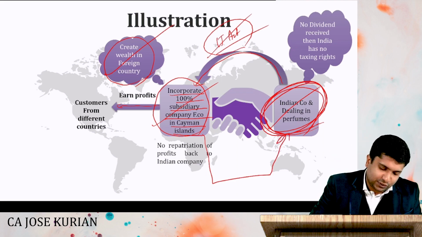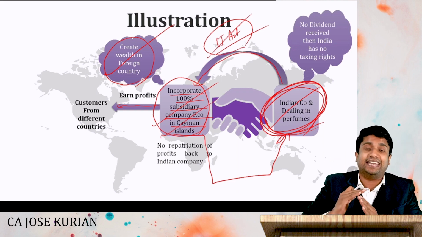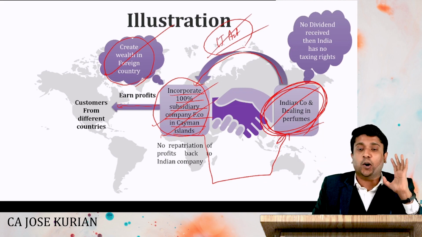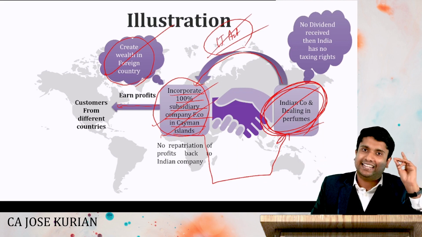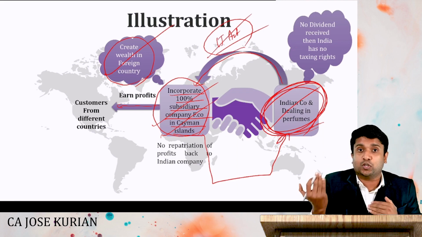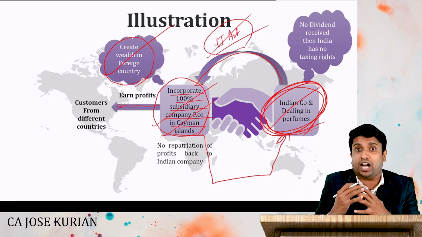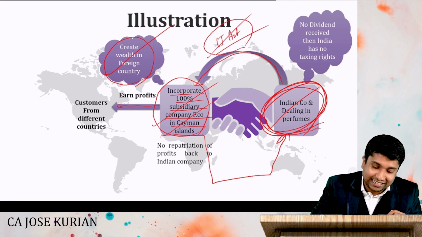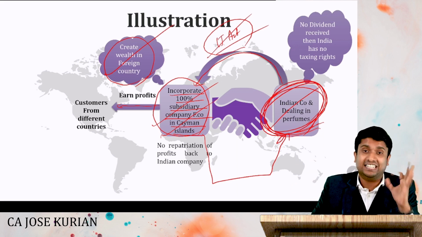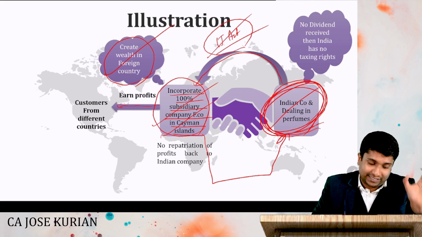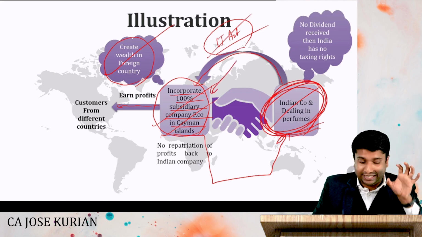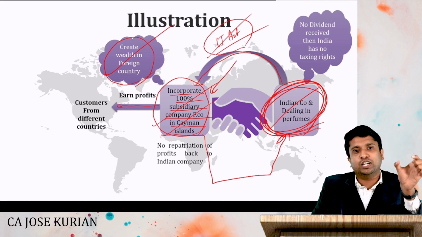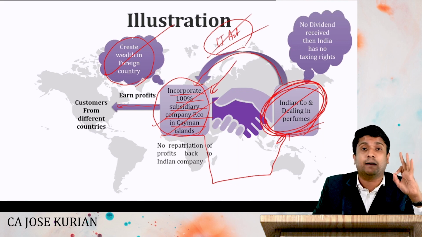But the problem is this foreign company will never distribute any dividends. They will keep on creating wealth in the foreign country and they will deposit all the wealth in the foreign country itself. If they do so, then what happens? The Income Tax Department cannot charge any taxes on the foreign wealth indirectly created by the Indian company. Yes or no? This is the concept of CFC, and this foreign company which is incorporated in Cayman Islands is known as what? The controlled foreign corporation, and this is a tax abusive strategy.